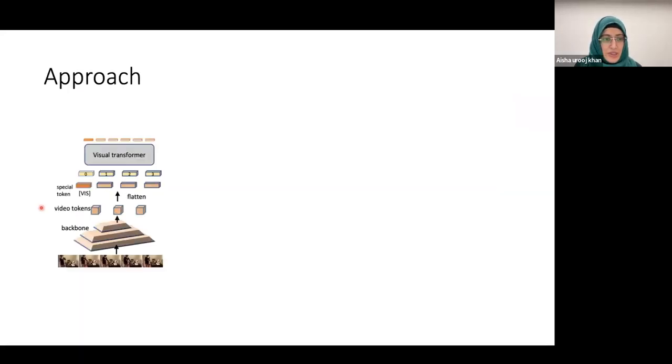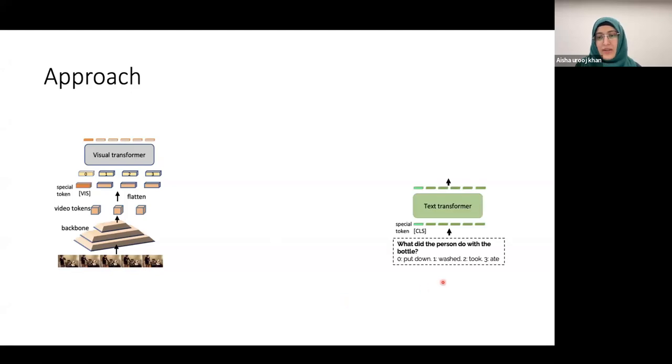Here is our approach. We take a video and pass it through a backbone network, which is a neural network. It gives us video features. These video features are 3D convolutional features. We flatten them to construct video tokens, and we append a special class token to it, which we call Viz. Then we add the position embedding to these tokens and pass them through a visual transformer network. This transformer encoder gives us the encoded video features here.